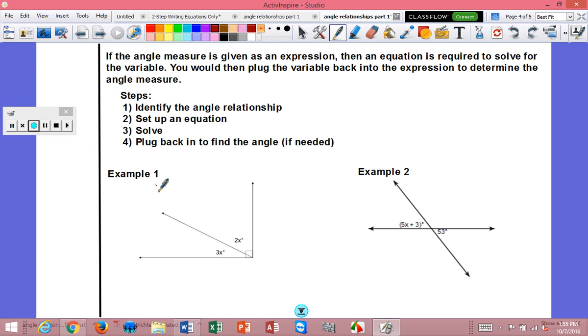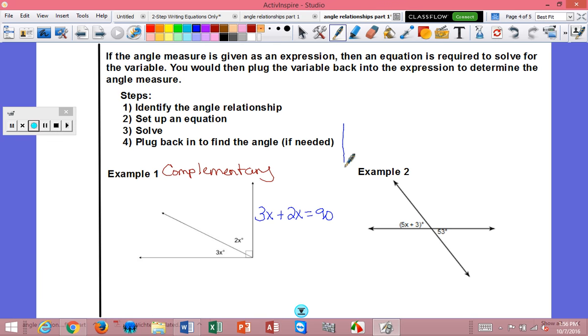For example, example 1, we have a right angle, and we have two angles that form that right angle. So these are complementary angles. So again, complementary angles add up to 90 degrees. So that means 3x plus 2x equals 90 degrees.